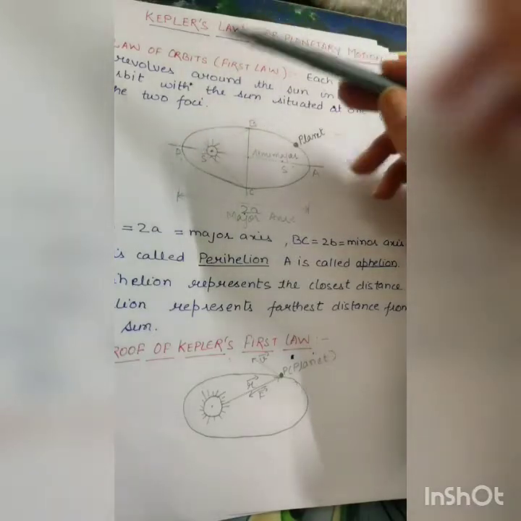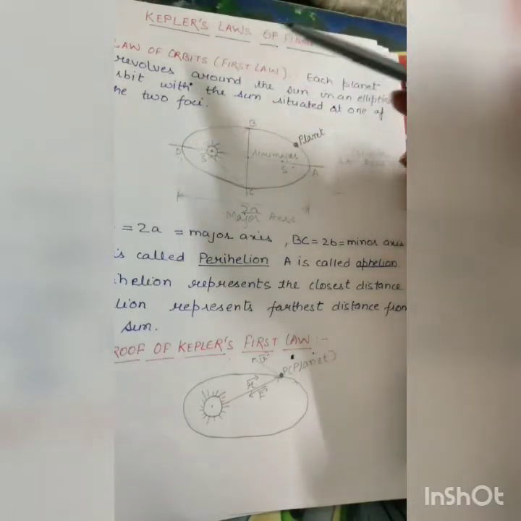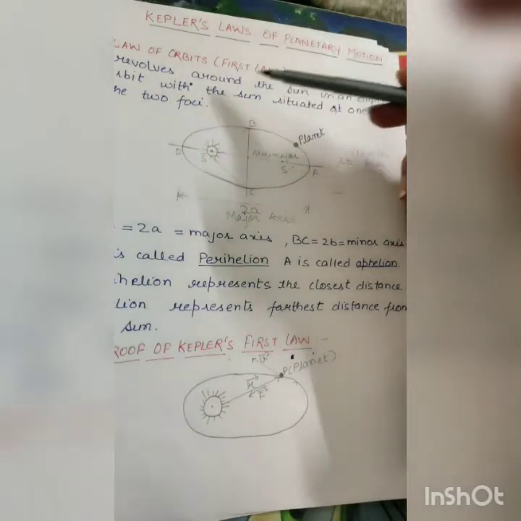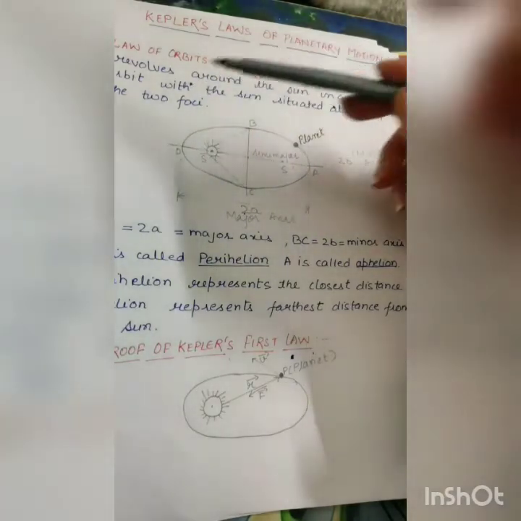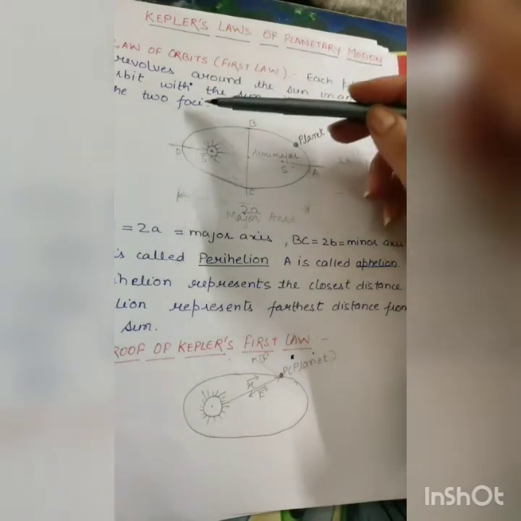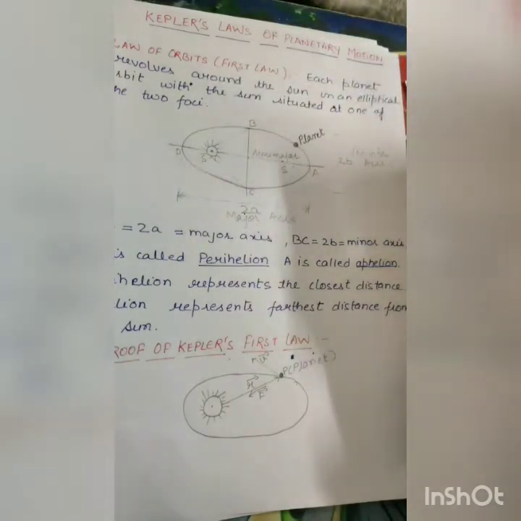This law is called the law of orbits, and it states that each planet revolves around the sun in an elliptical orbit with the sun situated at one of the two foci. Foci is the plural of focus.